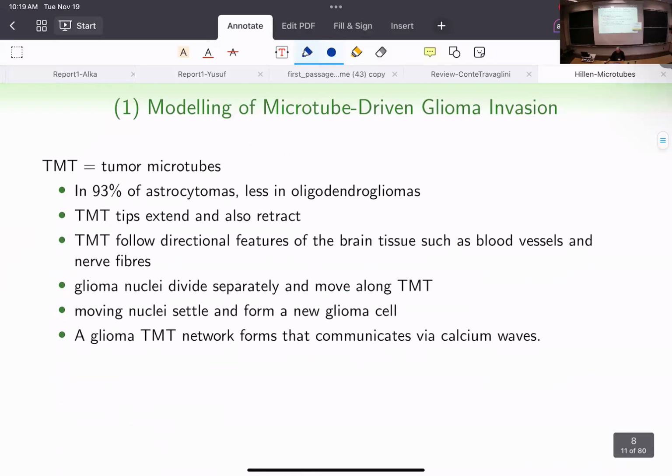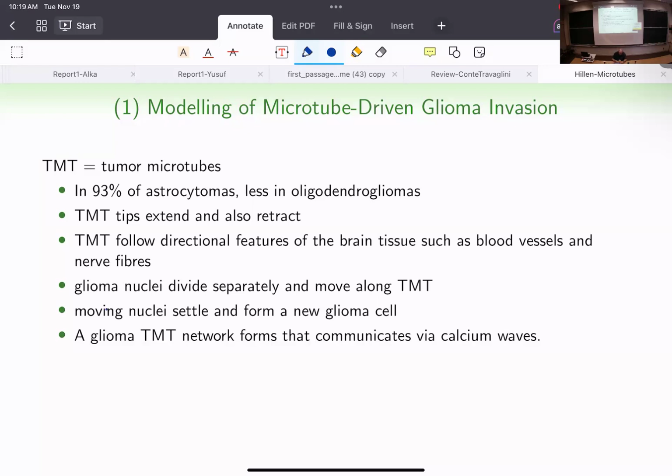So here are some facts about the microtubes. They arise in 93% of astrocytomas. Astrocytomas is a special kind of glioblastoma. And so they are very prevalent in astrocytomas, and less so in oligodendrogliomas. The tips extend and can also retract. We saw this. They follow directional features of the brain, such as blood vessels or nerve fibers.